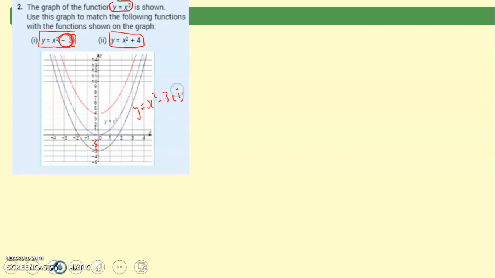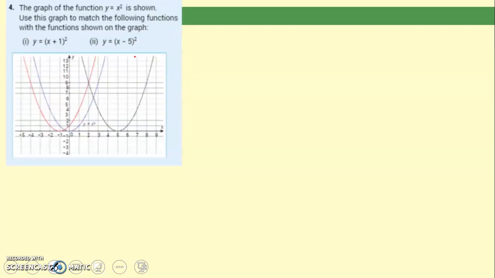So that's part 1 done. Then we look at part 2. So the red one here must be y equals x squared plus 4, but let's just check it out. The only change between the original function of y equals x squared and y equals x squared plus 4 is this plus 4 added on. So that tells us we're going to move up the y-axis from the original function, 4 places. So moving up 1, 2, 3, 4 takes me to here. So therefore I know this is y equals x squared plus 4. So the red one there is part 2.